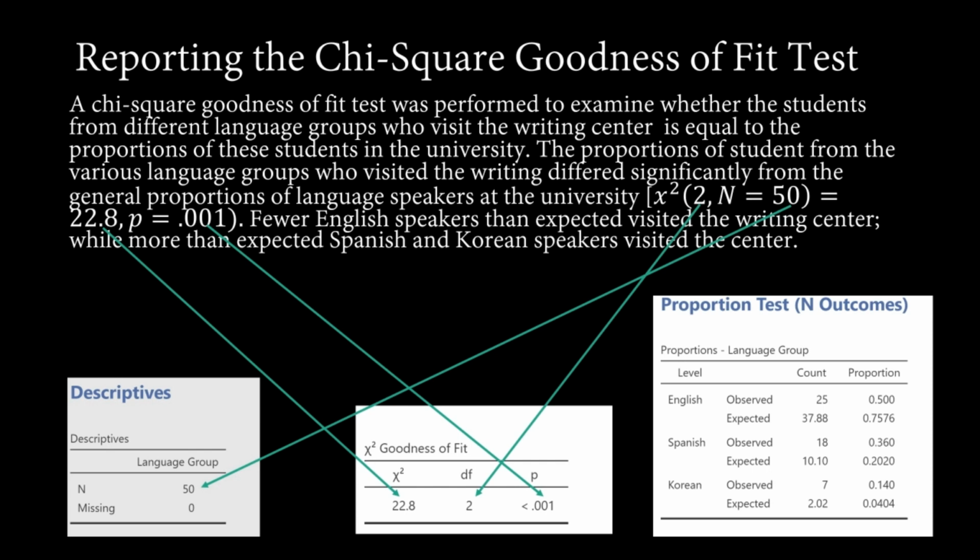You don't have to necessarily give the proportions, you might, but you don't necessarily have to. I would probably present the proportion test table, right, because I think it's useful. But I would report it: fewer English speakers than expected visited the writing center, while more than expected Spanish and Korean speakers visited the center.